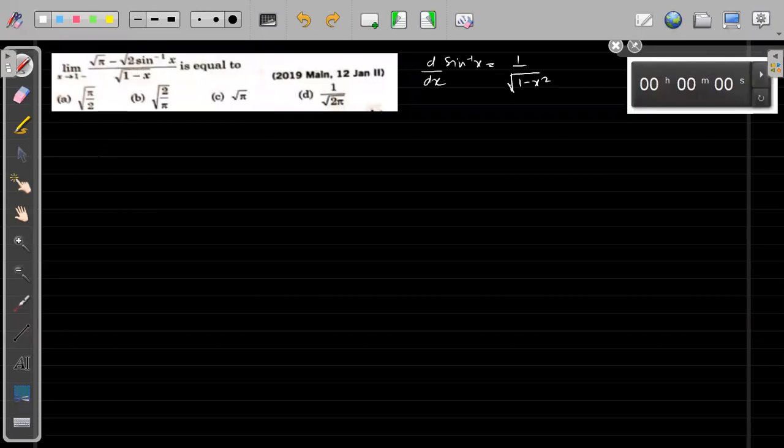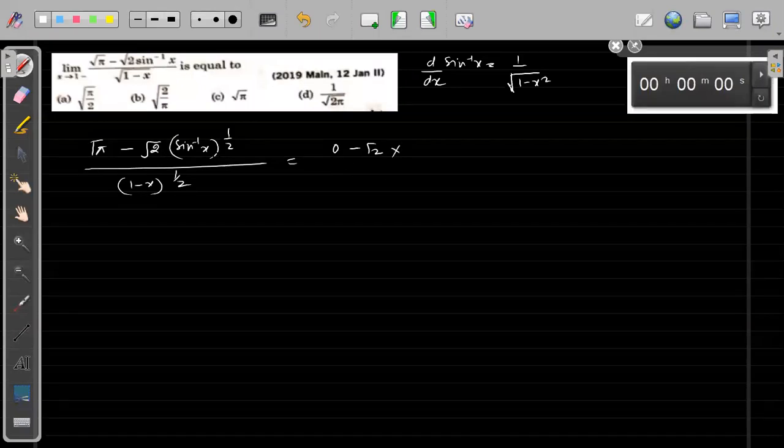Differentiating the numerator, this will be 0 minus root 2, which stays as it is, times the differentiation of sine inverse. So I will write the whole thing. This is root of pi minus 2 root 2 I will take separately. So this is sine inverse of x to the power 1 by 2, whole thing divided by 1 minus x to the power 1 by 2. So this is 0 by 0 form. The differentiation of this numerator will be 0 minus root 2, as root 2 is a constant.